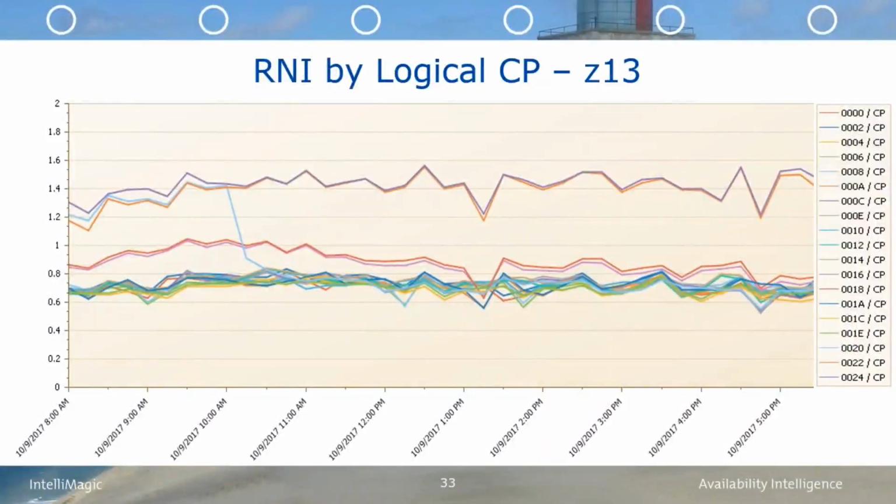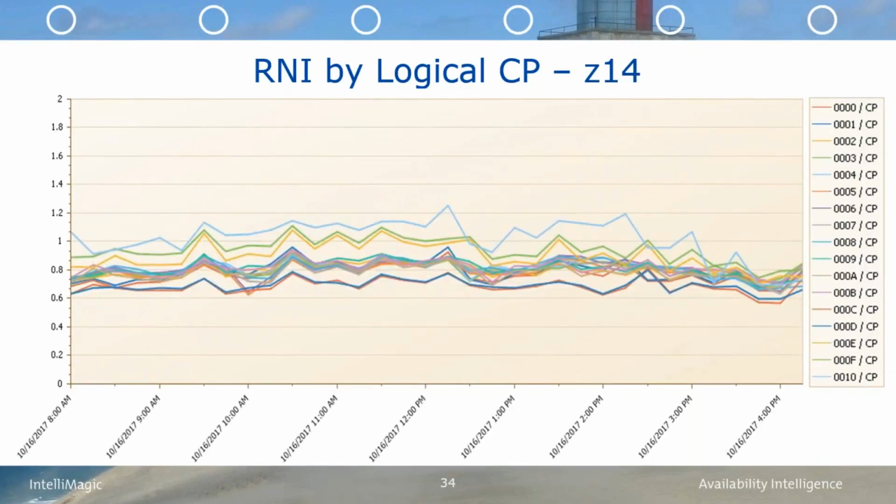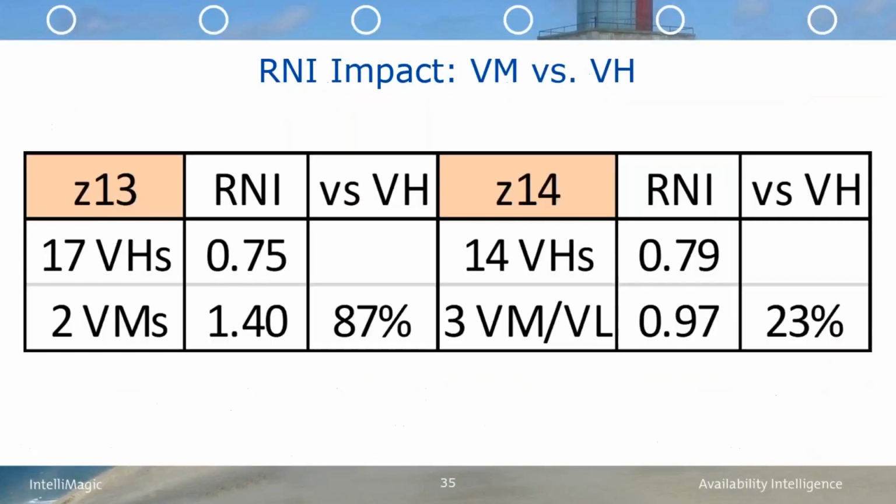This is the RNI biological CP for a large LPAR when it was running on a Z13. Note the very significant RNI penalty for the vertical mediums along the top of the chart compared to the vertical highs. This was a frequent occurrence for dominant LPARs on Z13s, where the LPAR topology commonly located vertical mediums in a separate drawer from the large number of vertical highs. Now note the significant change when this LPAR migrated to a Z14. The RNI penalty for the vertical mediums was dramatically reduced.